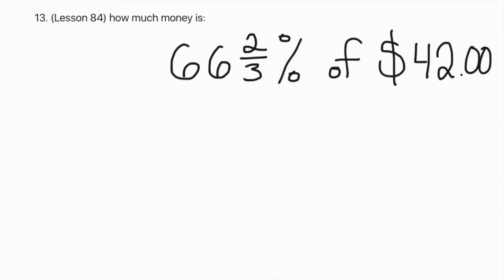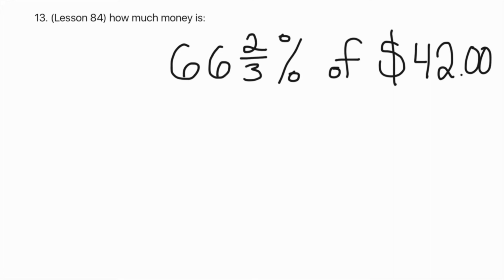Number 13 is from lesson 84. It says, how much money is 66 2/3% of $42? So this is basically just already set up as an equation. We know of means to multiply, so we're going to be doing 66 2/3 times $42.